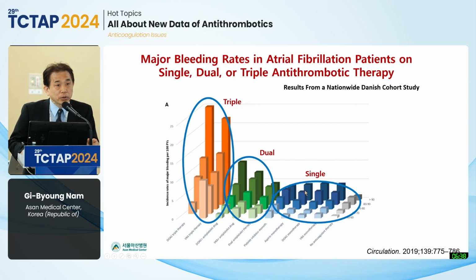However, the risk of bleeding is just enormous. In patients who receive triple therapy, the risk of major bleeding is about 5 to 10% a year. And in some patients with a high-risk bleeding profile, the risk rises to about 15 to 20% a year. So the risk is just incredible.